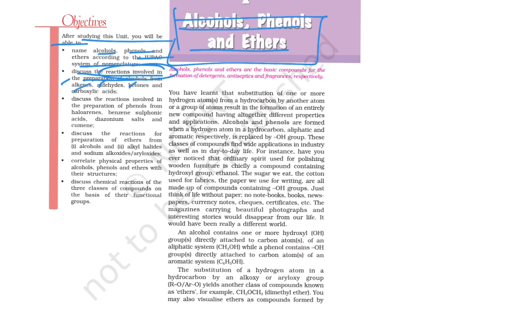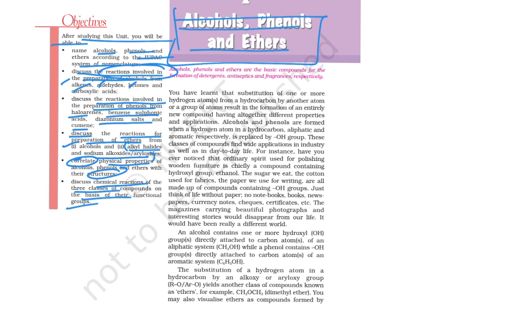Third, discuss the reactions involved in the preparation of phenol from haloarenes, benzene sulfonic acid, diazonium salt and cumene. Fourth, discuss the reactions for the preparation of ether from alcohol and alkyl halide and alkoxide. So alkyl halide and alkoxide, this is Williamson synthesis. Then, there is a correlation between the physical properties of alcohol, phenol, ether and their structure. Then discuss the chemical reactions of the three classes of compounds on the basis of functional group.